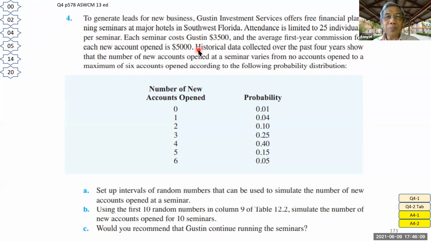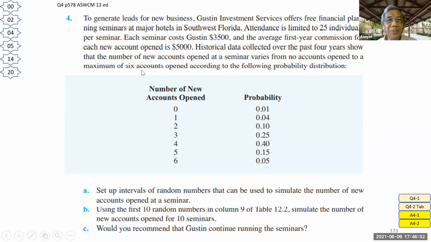Okay, the story goes, historical data collected over the past 4 years show that the number of new accounts opened at a seminar varies from nobody signing up, no accounts, to a maximum of 6 accounts opened, according to the following probability distribution. So he has collected some information, maybe a lot of data. There are 0.01 probability, nobody signs up.